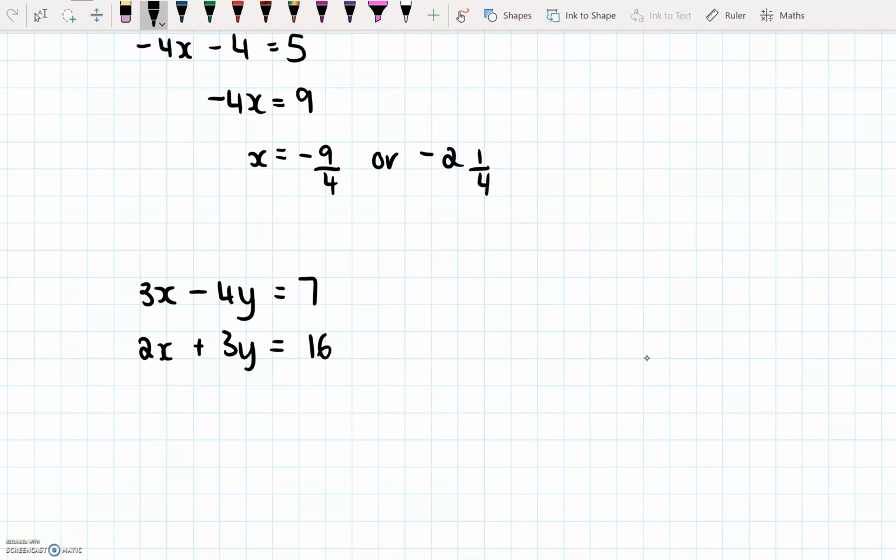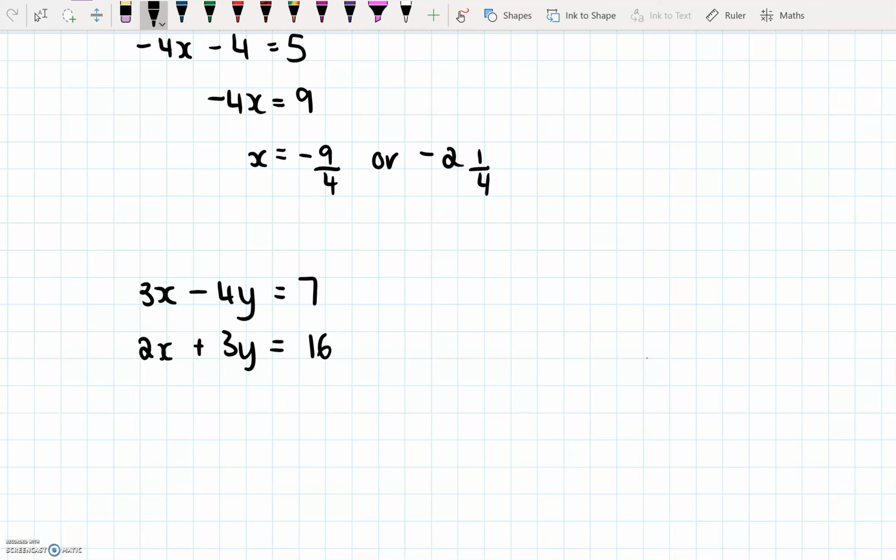Now, one thing I also want to point out to you is you should notice each time that I always have the x's lined up, the y's lined up, the equals lined up, and the constants lined up, the numbers on their own. You need to make sure these are always in the right order, otherwise you can't subtract things. Remember, you can only work with like terms.